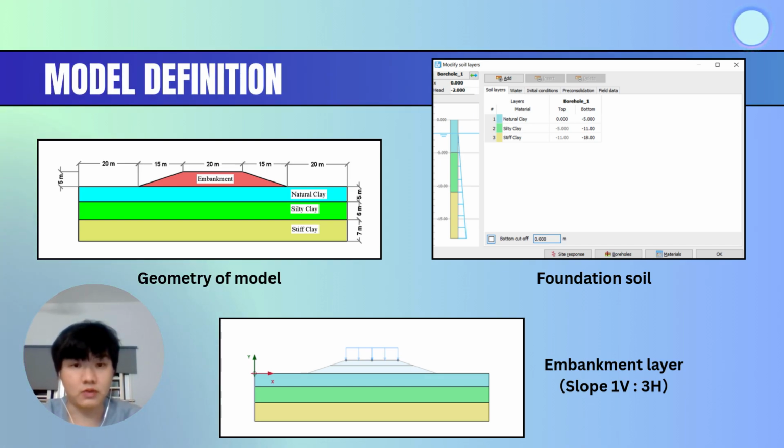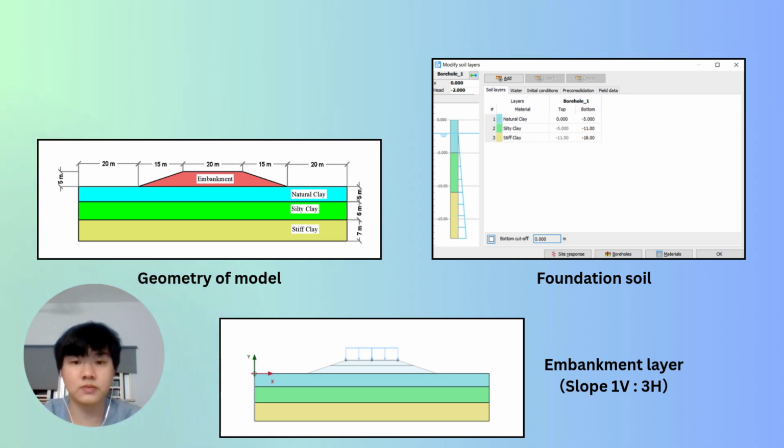First, I will talk about our model. We designed an embankment that is 5 meters high with a 1 vertical to 3 horizontal slope. Under the embankment, there are 3 different layers of clay. The first layer is natural clay, followed by silty clay and stiff clay. The total depth of the soil is 18 meters. This model helps us see how the embankment sits on the soft ground.